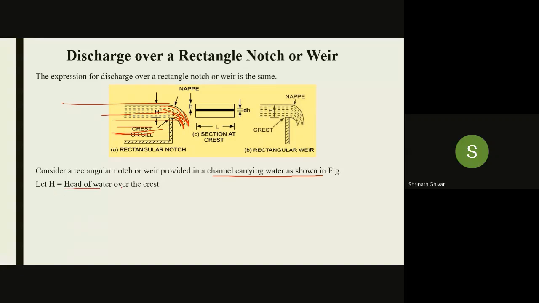Now let H equal the head of water over the crest. I have told you, H is the head of water. Head means the height of water from the crest. Remember this. Remember the terms. Let capital H equal the head of water from the crest, or over the crest.